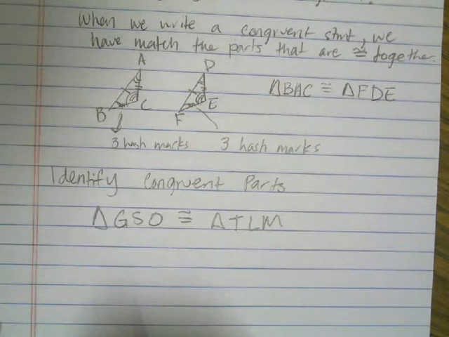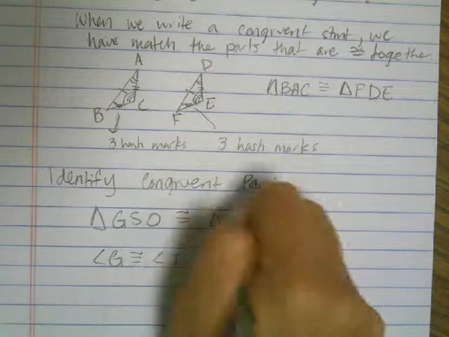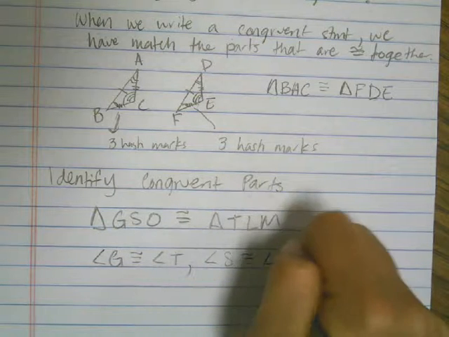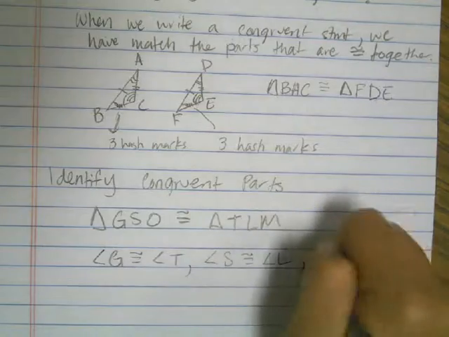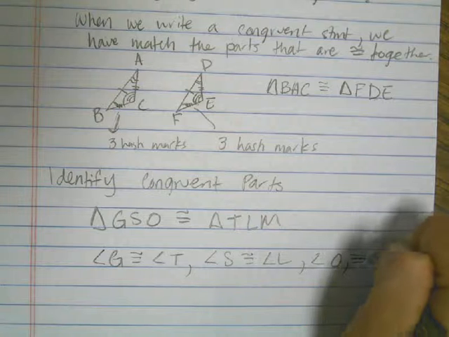So you can say angle G is congruent to angle T because they both come first. And then you can say angle S is congruent to angle L because they both come second. Angle O is congruent to angle M because they both come third.